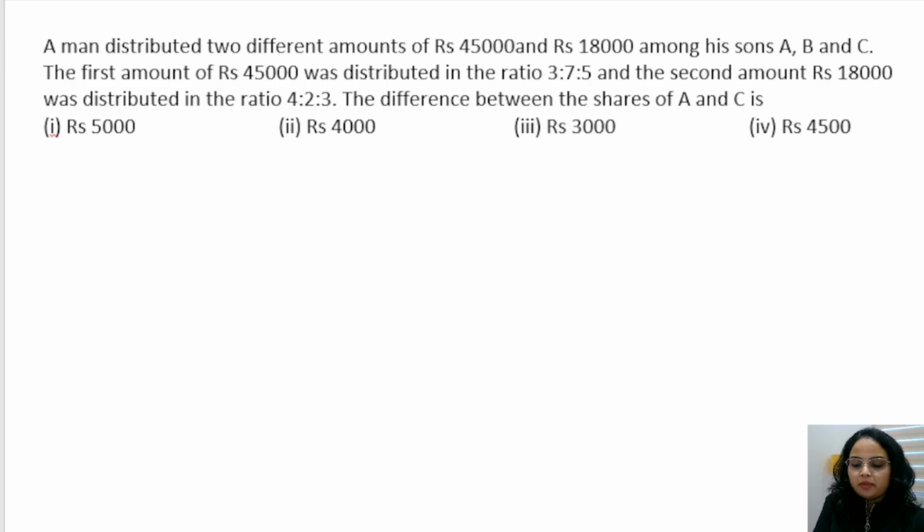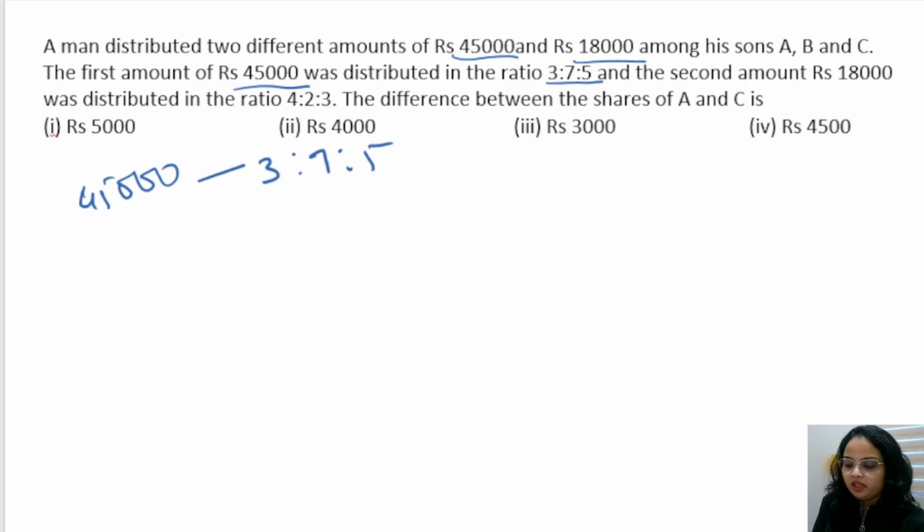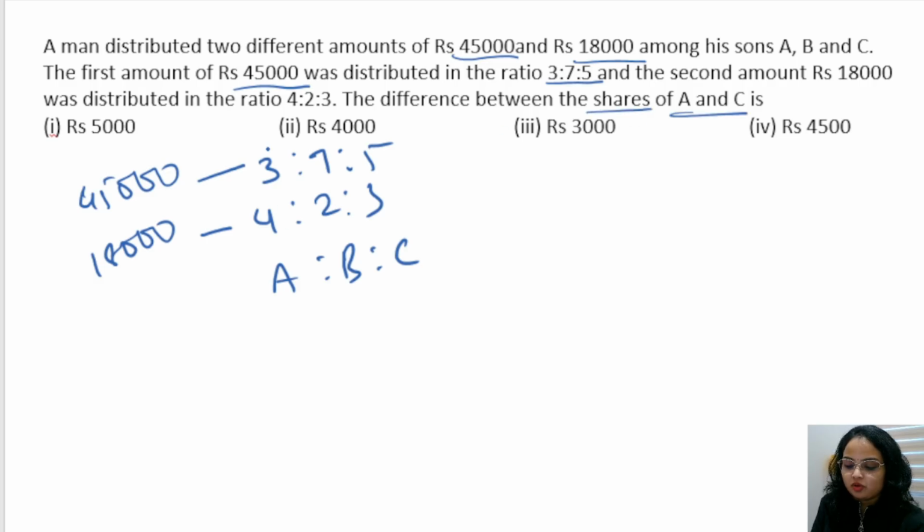Next one. A man distributed two different amounts of 45,000 and 18,000 among his sons A, B and C. The first amount of 45,000 is distributed in the ratio 3:7:5, and the second amount 18,000 is distributed in the ratio 4:2:3, for A:B:C. And the difference between the shares of A and C is what? For this A and C, what is the difference?